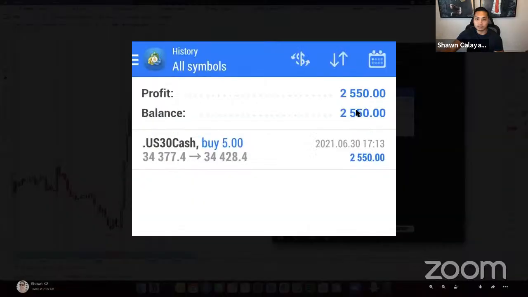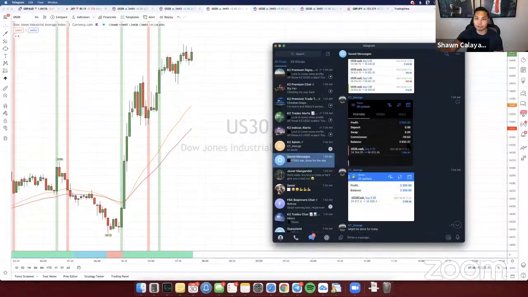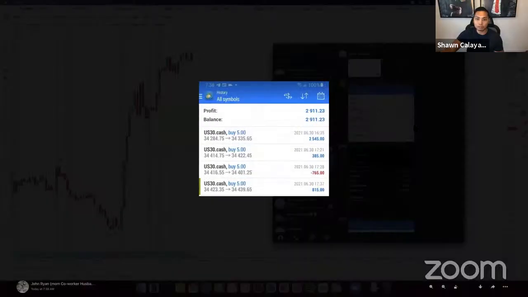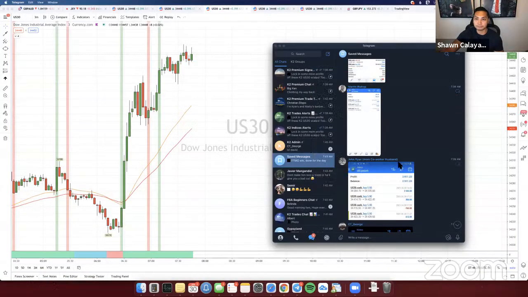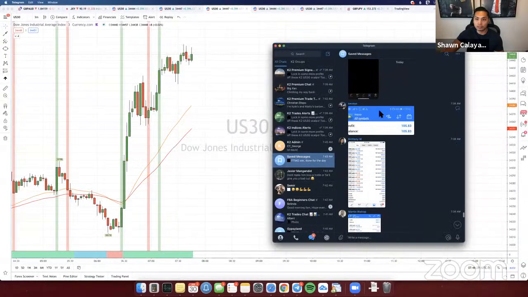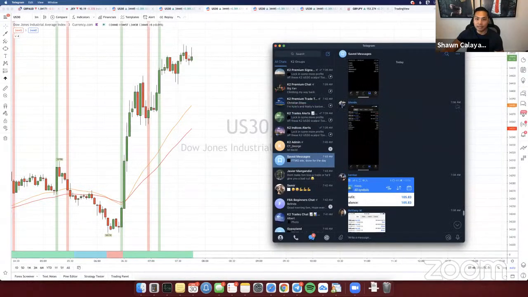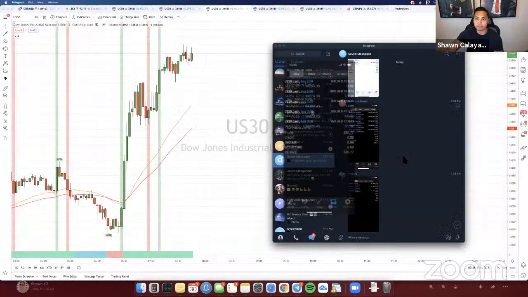We got CT over here, 2,550 for the day. His other account, he's in profit 3,054. John over here up about 3,000 for the day. We have Martin over here up about 358. We got Brittany about 2,177 for the day. We have Kenton up 105 for the day. We have Maddie over here up 816 for the day. We got Shawn over here up 670 for the day.